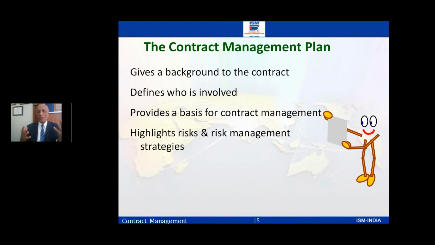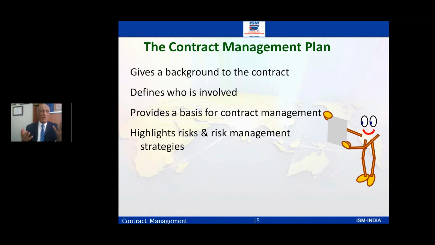Now coming back to the plan part. What are we writing in the procurement contract management plan? It gives a background to the contract, defines who's involved, provides a basis for contract management, and highlights the risks and the risk management.